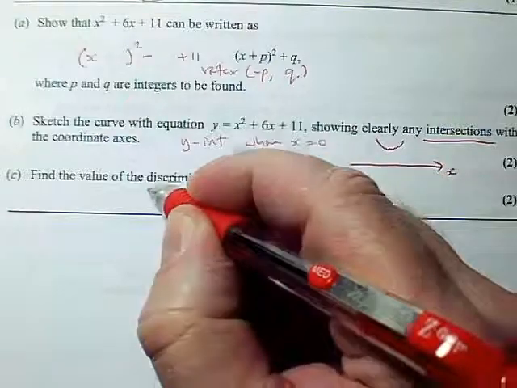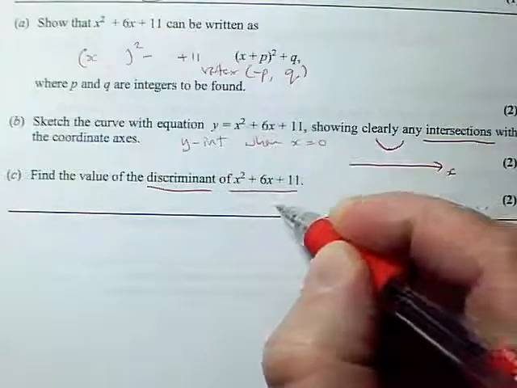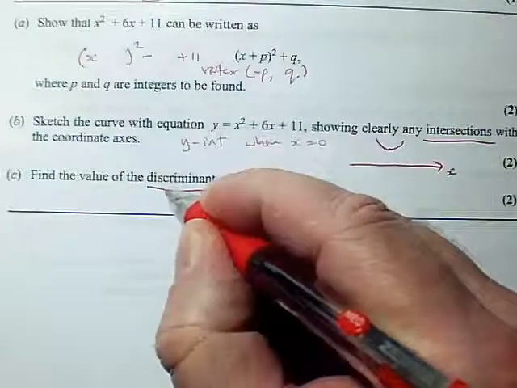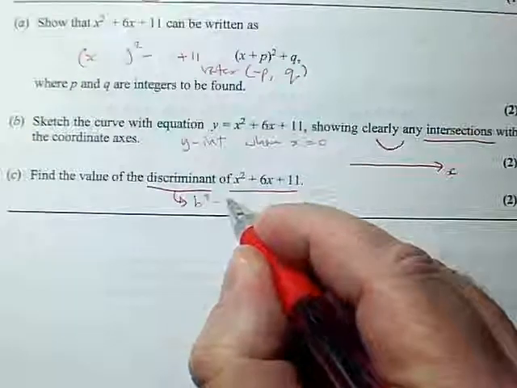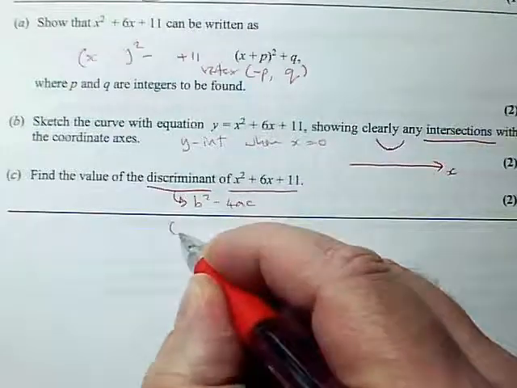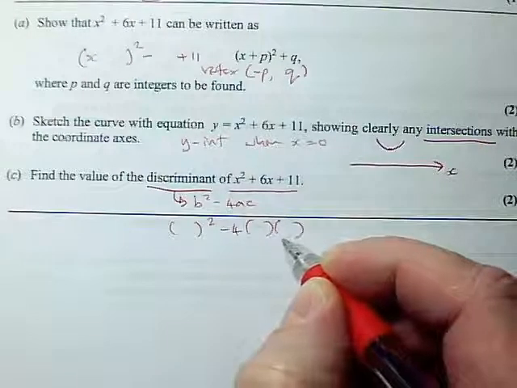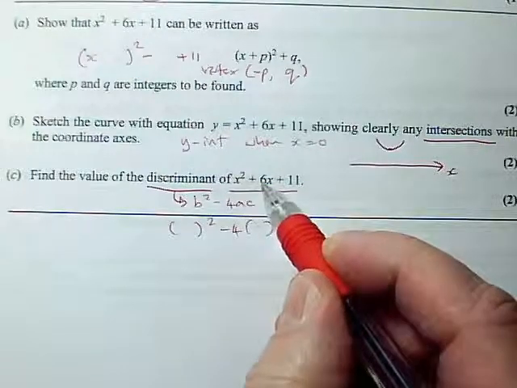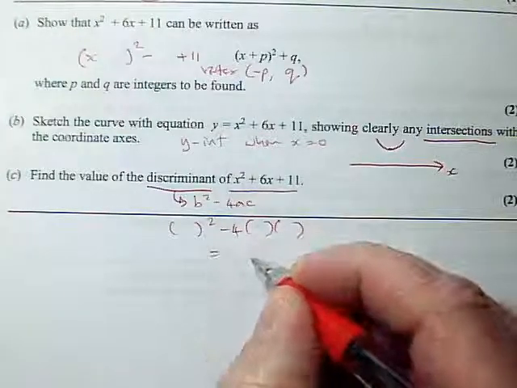And then it asks for the discriminant of x squared plus 6x plus 11. So you need to know this word discriminant refers to that chunk of algebra b squared minus 4ac, which we always set up as a bracket squared minus 4 bracket bracket. You calculate the value of that using your values of a, b, and c for this quadratic, and that number is your answer. Okay.